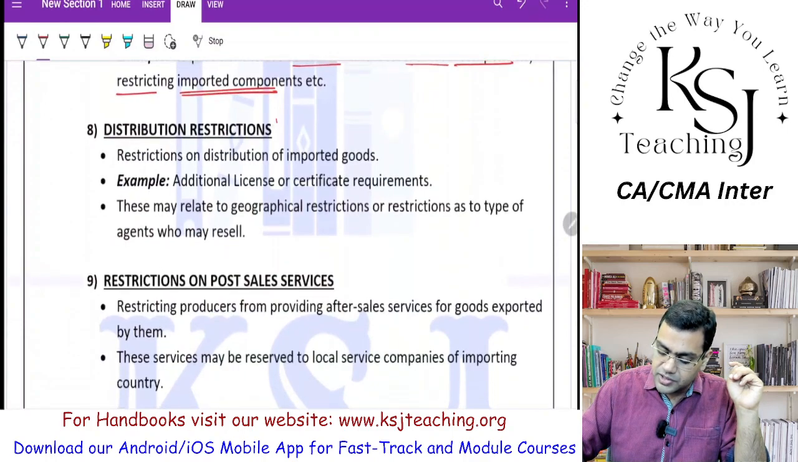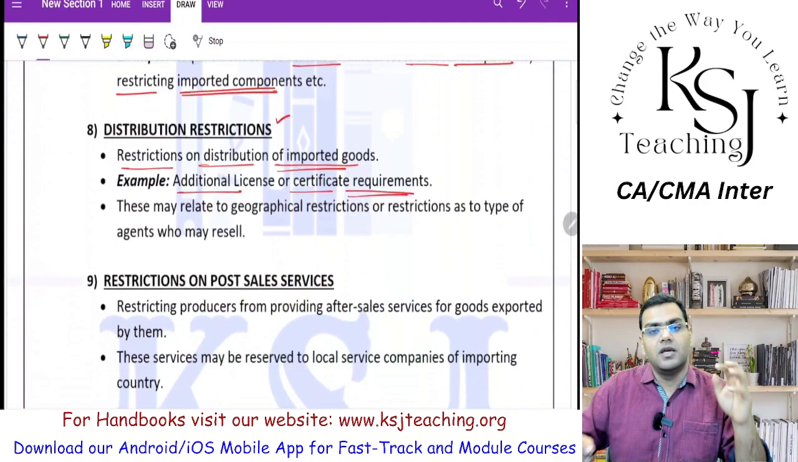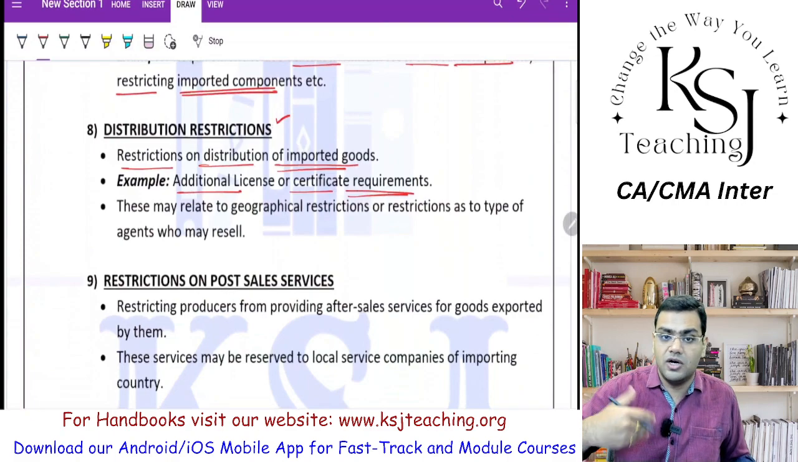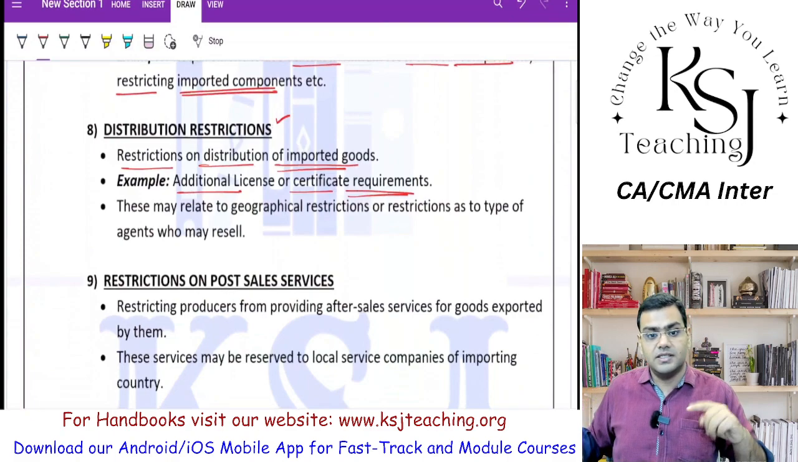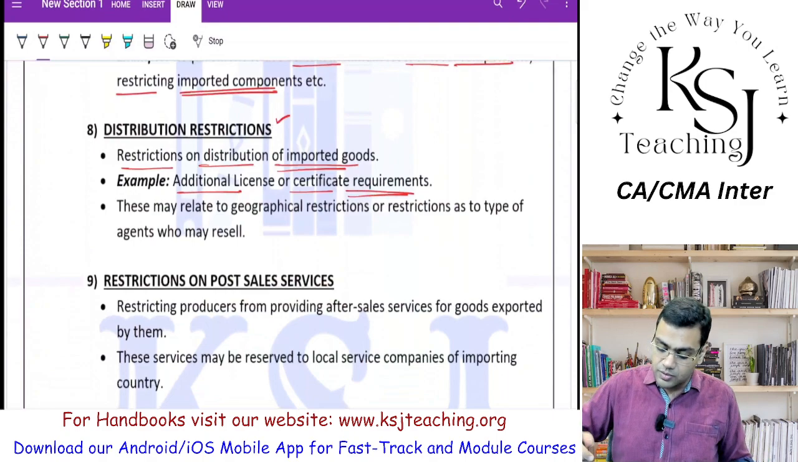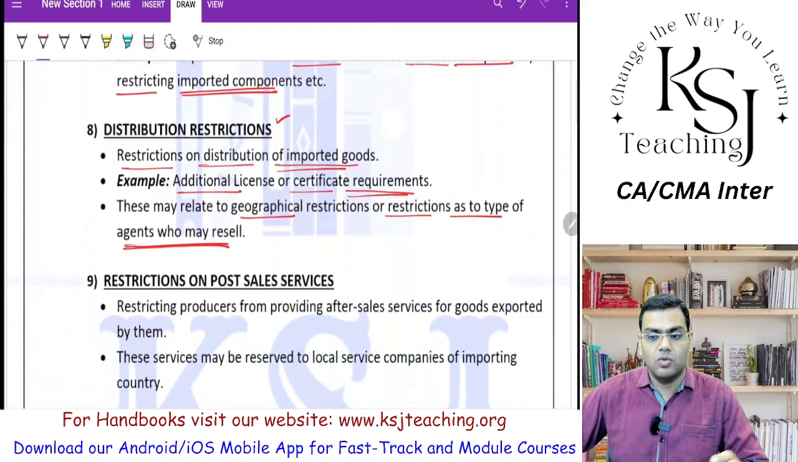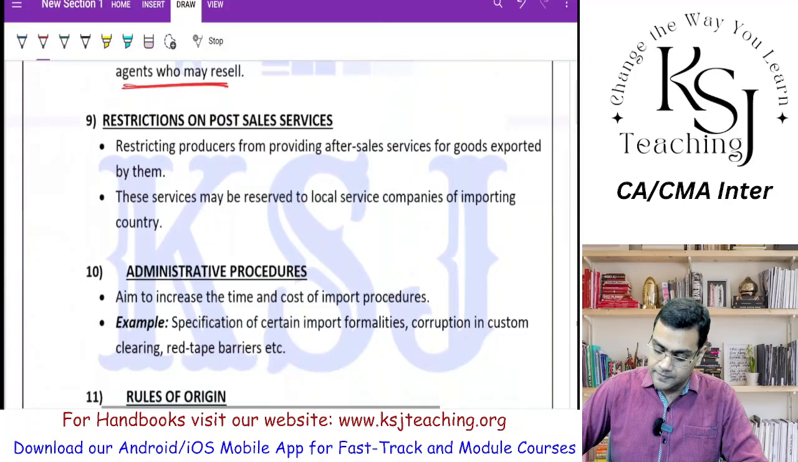Then distribution restrictions can be there, restrictions on the distribution of imported goods. For example, an additional license or certificate requirement. If you have imported the goods, obviously you will need to sell or distribute them, but you need licenses for that. You are not free to do it. These may be related to geographical restrictions or restrictions as to the type of agents who may resell. The government may keep certain goods to itself, so that only government agents or agencies can sell or distribute those goods, right? So all these things are there.